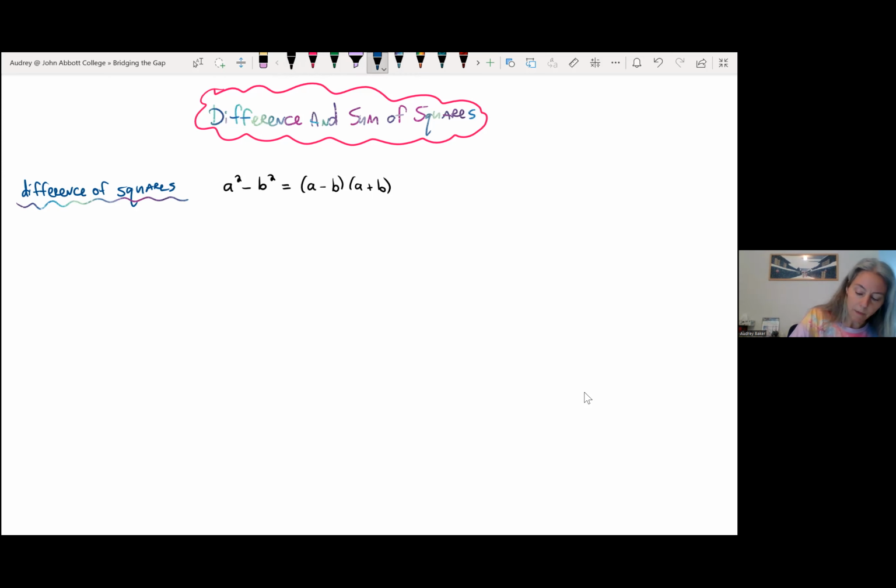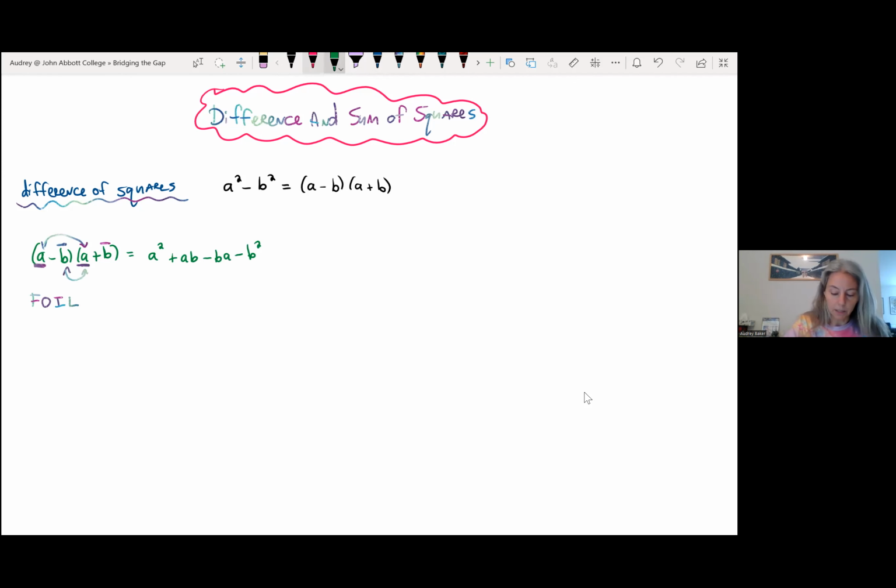So if we're thinking of a minus b times a plus b, and we want to expand it, we're going to use FOIL. FOIL tells us to multiply the first terms together, then the outer terms, then the inner terms, then the last terms. If we start with F, the first terms will give us a squared. Then the outer terms will give us ab, the inner terms will give us minus ba, and the last terms will give us b squared.